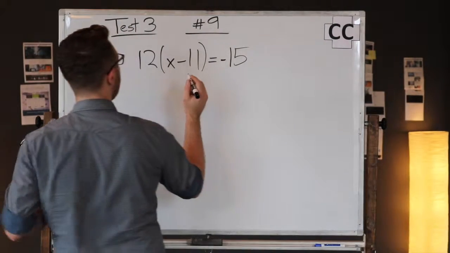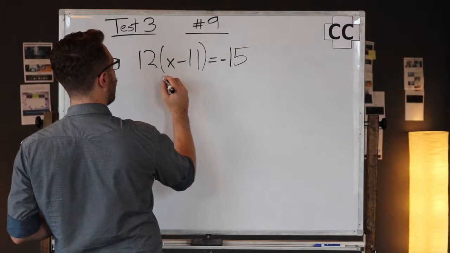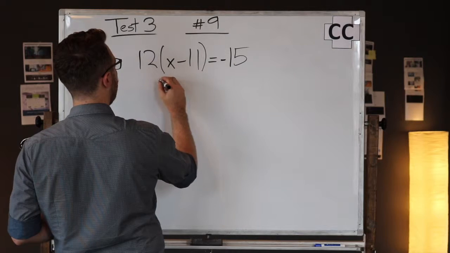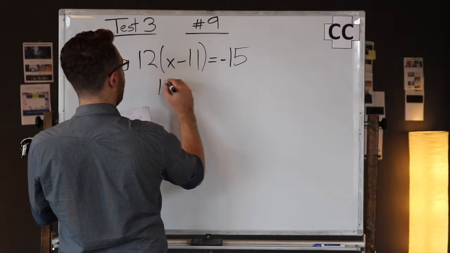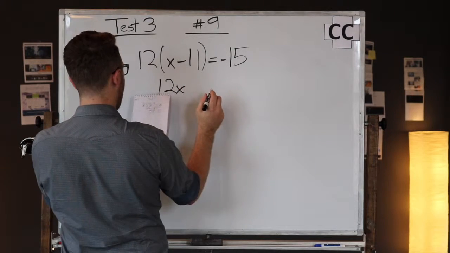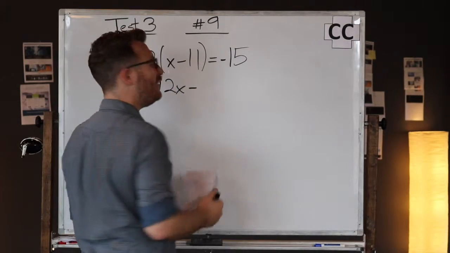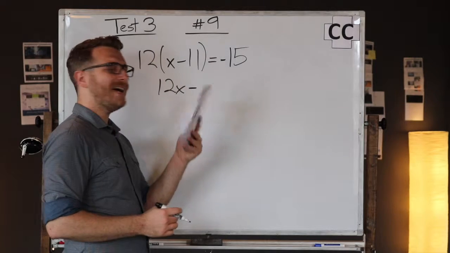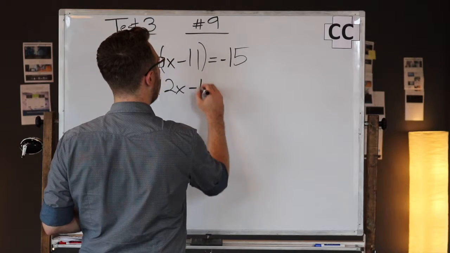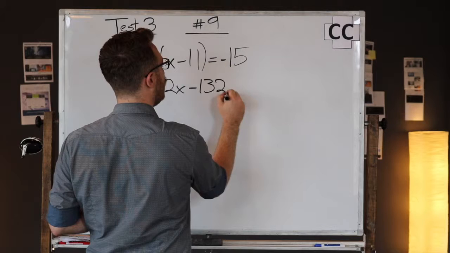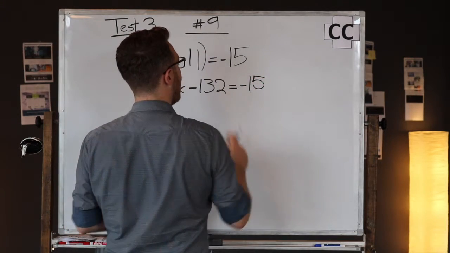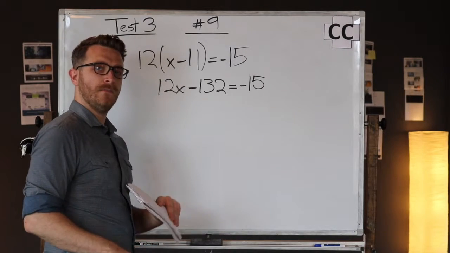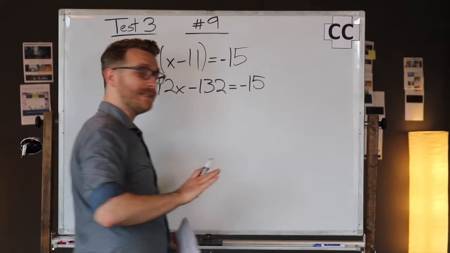So what I'm going to do is first, order of operations, multiply 12 times x and 12 times negative 11. So what I will end up with is 12x minus, I would use your calculator, 12 times negative 11. If you don't remember that one, it is negative 132. And we still have negative 15 on both sides. So I still want to isolate x and get it by itself.